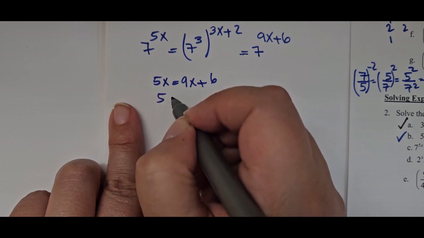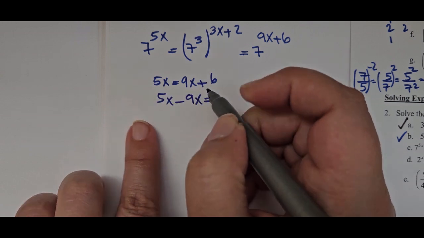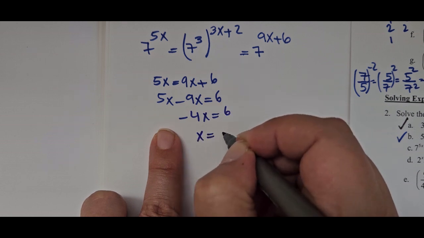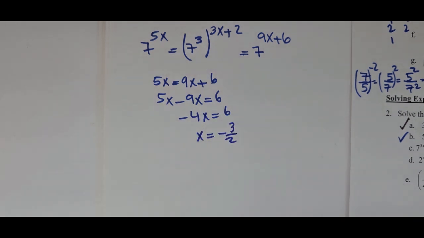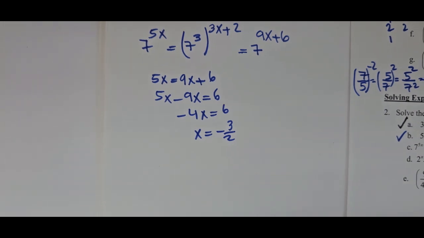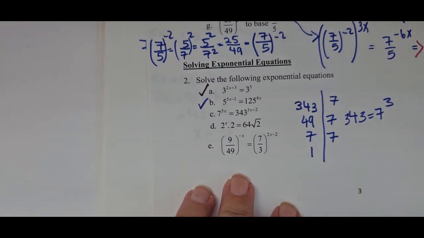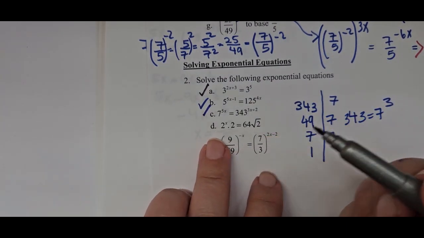So I would have 5x minus 9x equal to 6, negative 4x equal to 6. x would be negative 3 over 2. Perfect. Now, in order to save some time, I wouldn't check the answer, but I want you all, after each equation, to go back, plug it in, and make sure that's the correct answer. So we did C. Now let's do D.